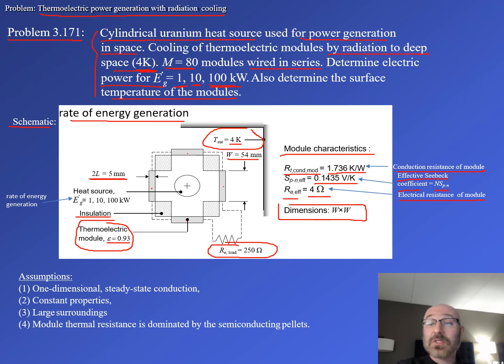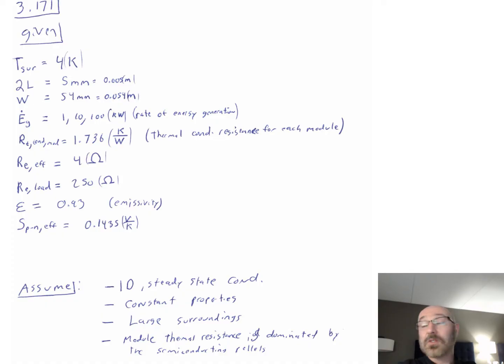Now there are 4 different assumptions that we're going to make. First, it's one-dimensional steady state conduction. Second, we're dealing with constant properties. Third, we're dealing with large surroundings, dealing with space, so that's accurate. And fourth, the module thermal resistance is dominated by the semiconducting pellets. So these are the 4 assumptions. Here's our problem statement, a simplified diagram with all the information we need, coming from the wordy problem we read on the previous slide. Next, we take this information and create our setup page.